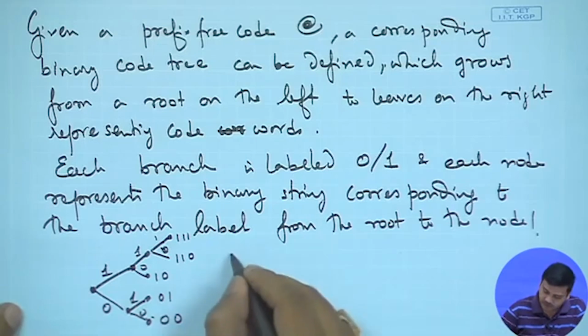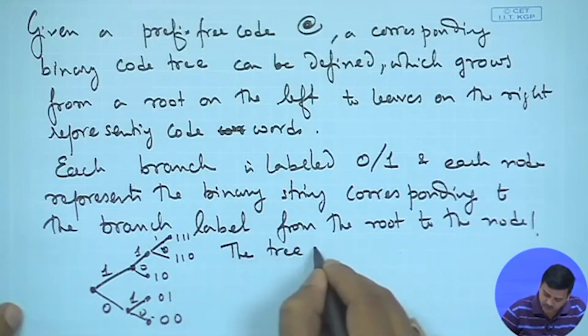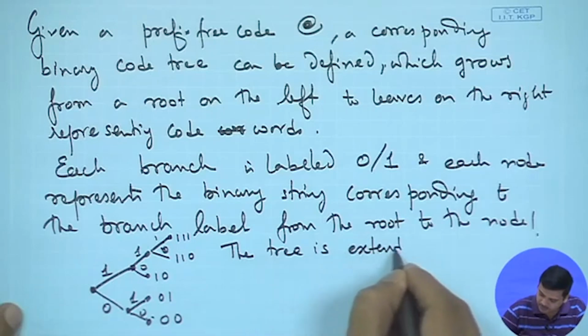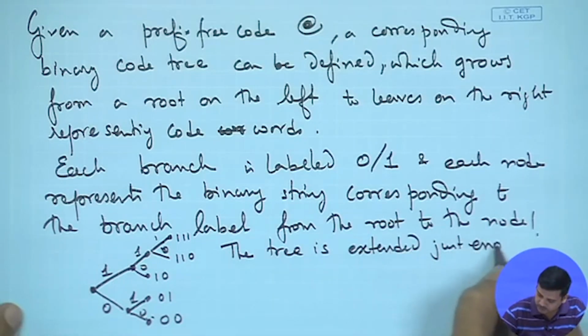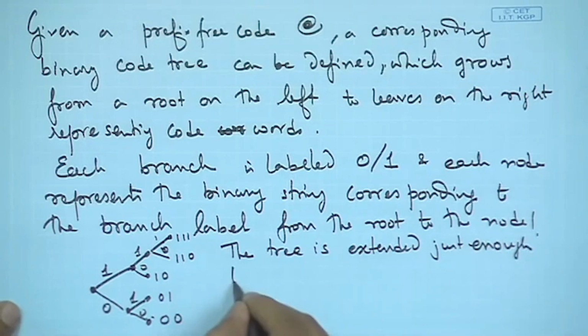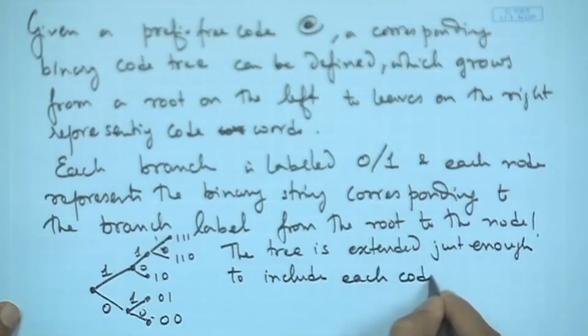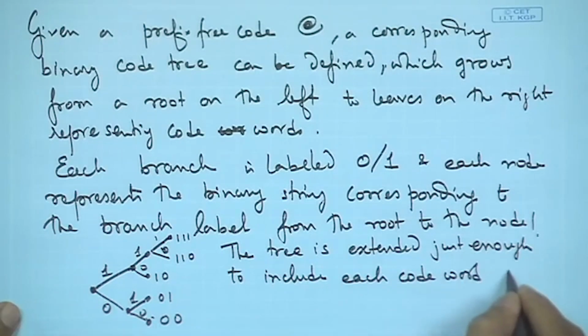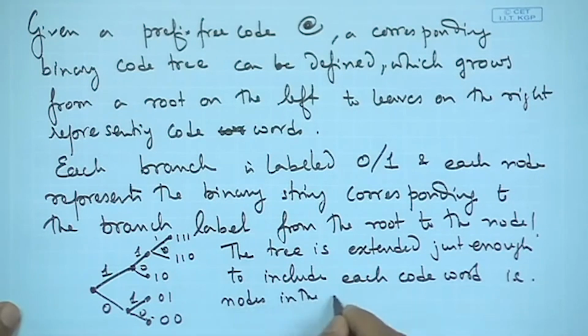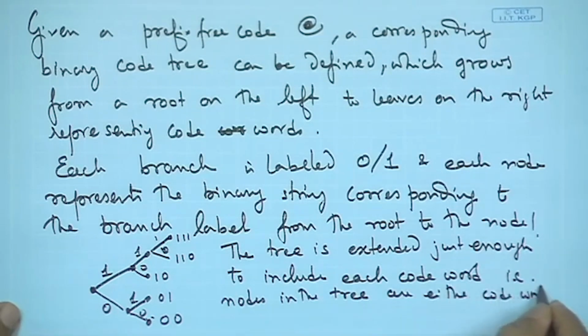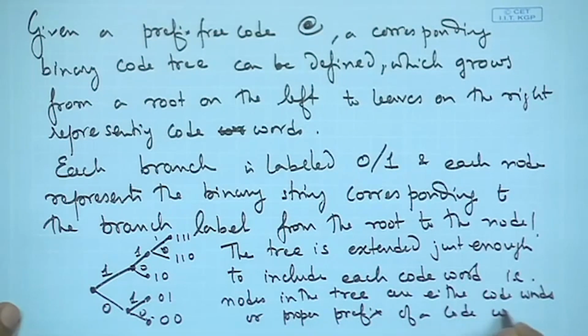I would further say that the tree is extended just enough to include each code word, that is, nodes in the tree are either code words or proper prefix of a code word.